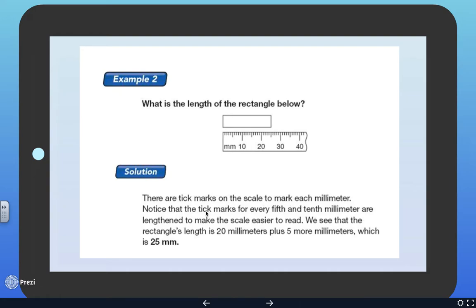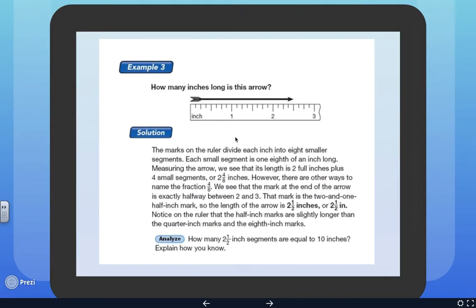Okay, there are tick marks on the scale to mark each millimeter. Notice a tick mark for every 5th and 10th millimeter are lengthened to make the scale easier to read. We read that the rectangle's length is 20 millimeters plus 5 more millimeters, which is 25 millimeters. What they're saying here is these little tick marks help you read the ruler. Okay, these tell you that there's every 5 for the metric system. Okay, let's go ahead and move on.